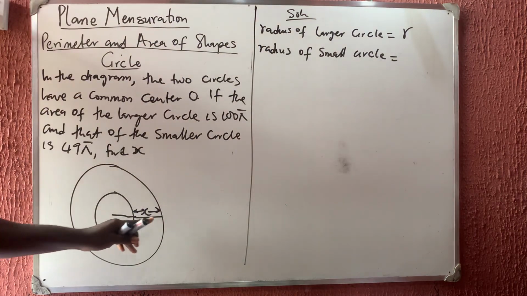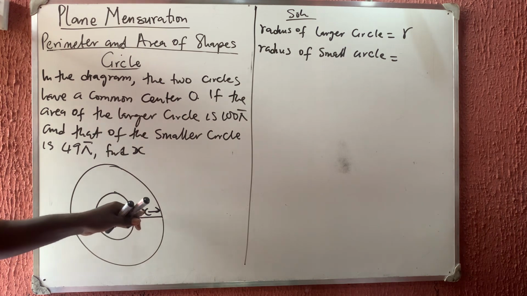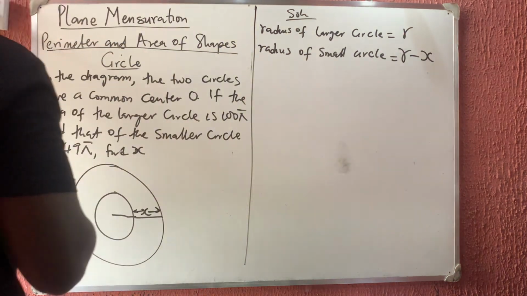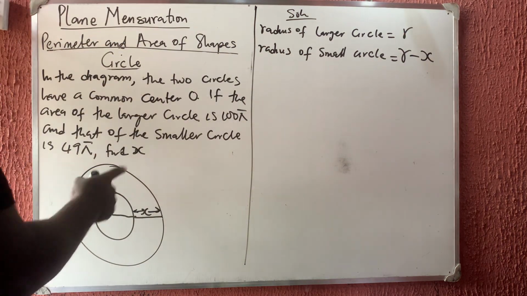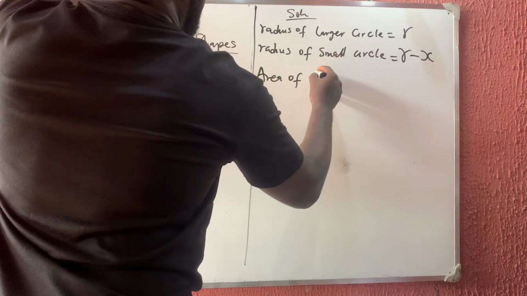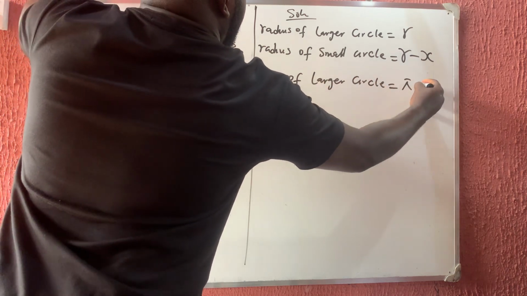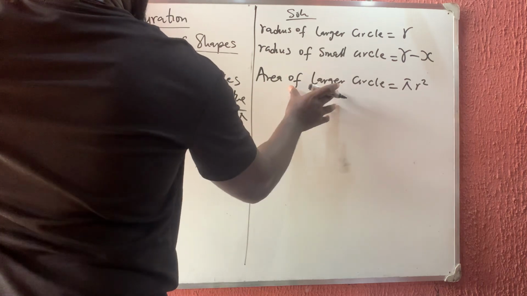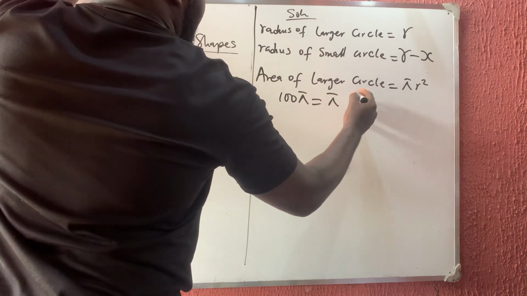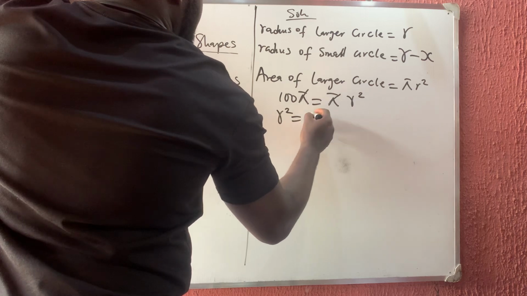Watch. If from here to here is the radius of the bigger one, then the radius of this small one is the radius of the bigger one minus x. So we say it is R minus x. But we can find the radius of the bigger one from this. The area of the larger circle is pi r squared, and the area they gave us is 100 pi. So 100 pi is equal to pi r squared. If pi takes care of pi, we have that r squared is equal to 100.